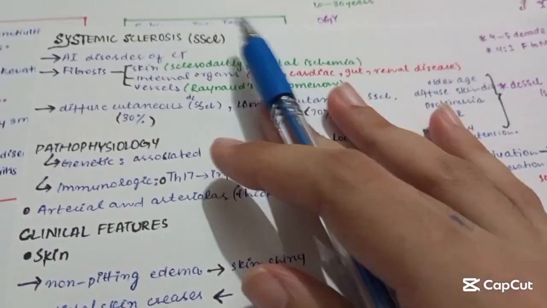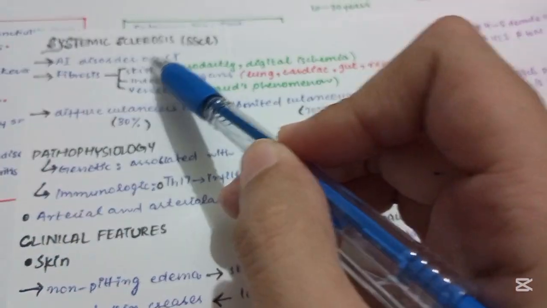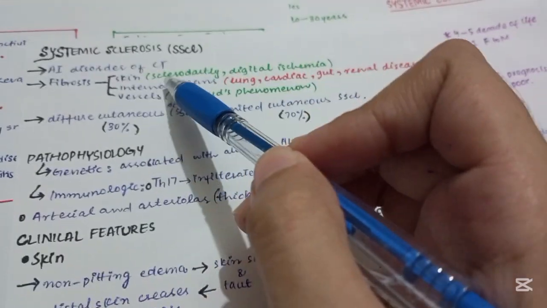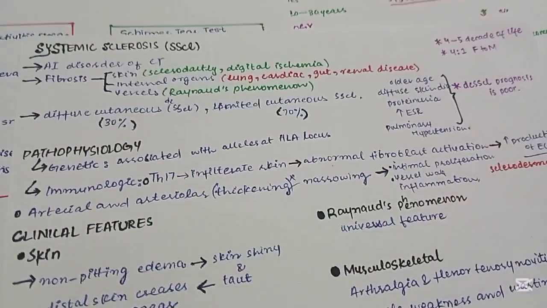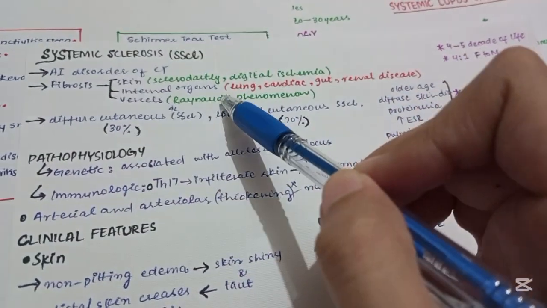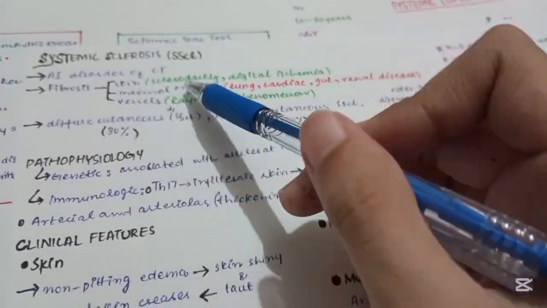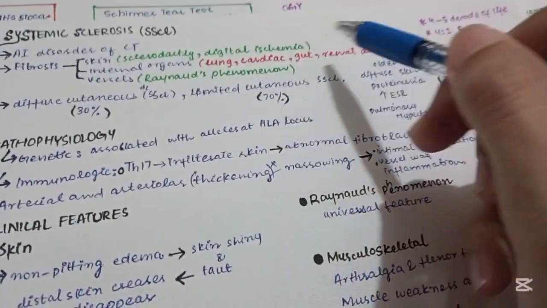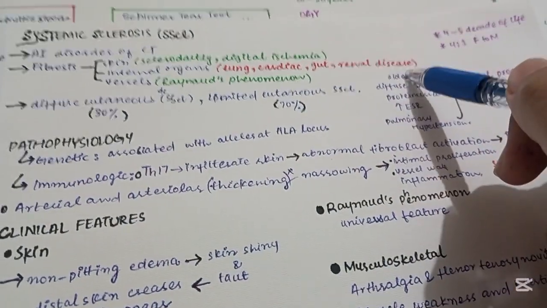Systemic sclerosis is an autoimmune disorder of connective tissue. Here fibrosis occurs, and skin, internal organs and vessels are involved. Raynaud phenomenon is almost always present, whereas skin scleroderma and digital ischemia are mostly present. Lung, cardiac, gut and renal disease also occur.